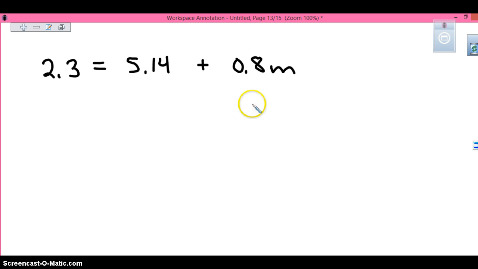We have to solve this equation by clearing the decimal. This decimal goes up to the 10th place. This decimal goes up to the 100th place. And this decimal goes up to the 10th place. We have to multiply by the greatest number of decimal places, which in this case is the 100. Correct? So we have to multiply everything by 100.